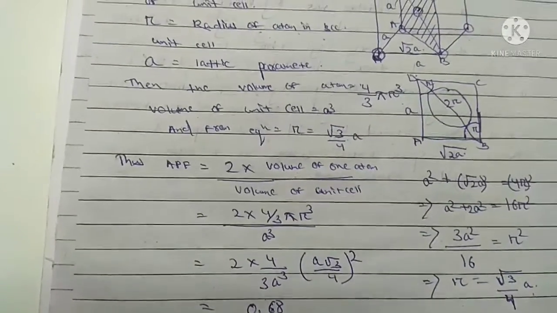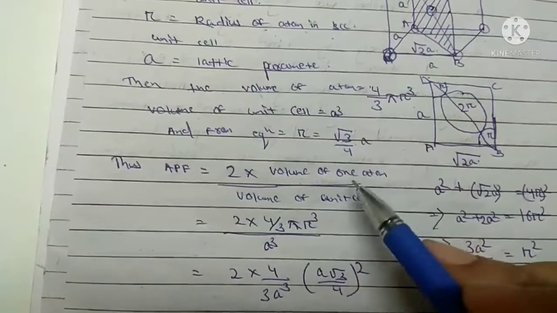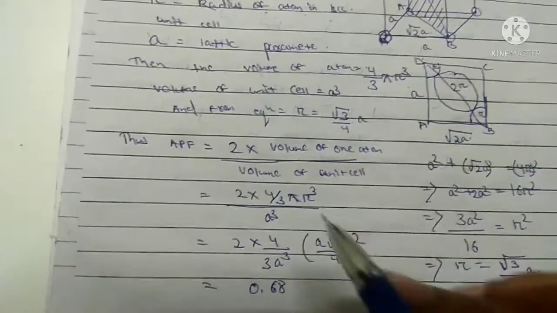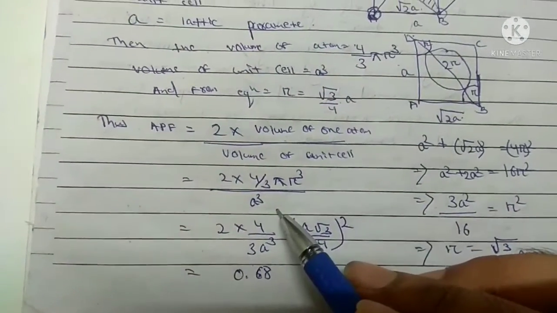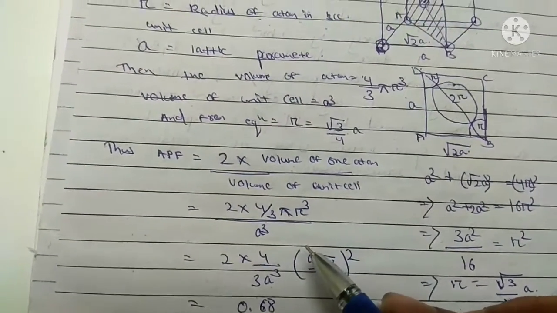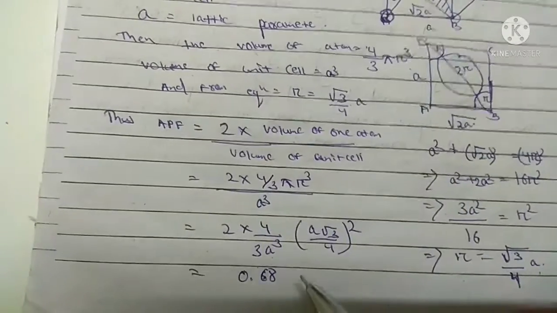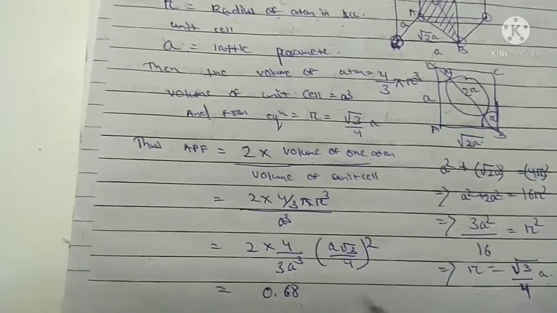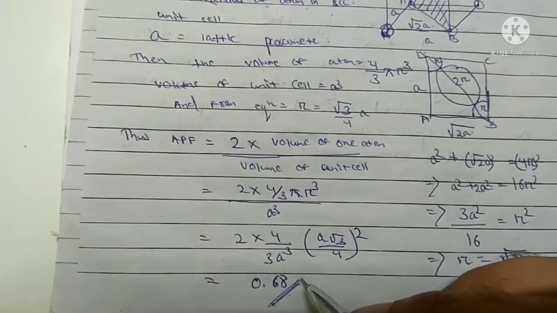Thus, atomic packing factor is equal to 2 multiplied by the volume of one atom divided by the volume of the unit cell, which is equal to 2 multiplied by 4/3 pi r cubed divided by a cubed. Substituting r, this gives 2 multiplied by 4/3 pi times (root 3 divided by 4) cubed, which is equal to 0.68. 0.68 is the atomic packing factor of the BCC crystal structure.